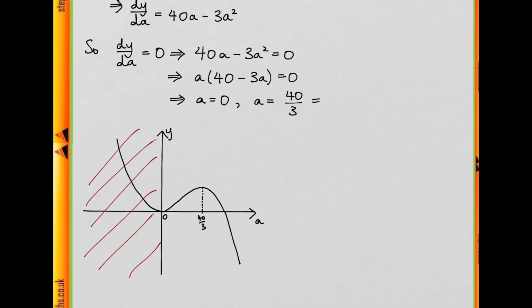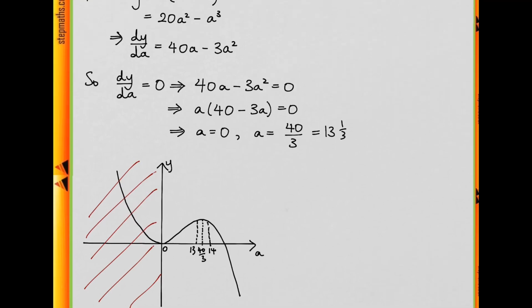So 40 over 3 is equal to 13 and a third, so we see that it is between 13 and 14. Because it's decreasing everywhere else that we care about, either 13 or 14 is going to give us the maximum. Now 13 and a third is closer to 13 than 14, so you can probably guess that the maximum is going to occur at a equal to 13.